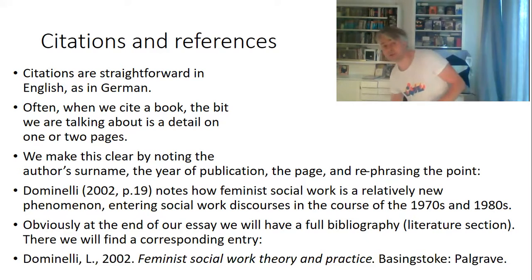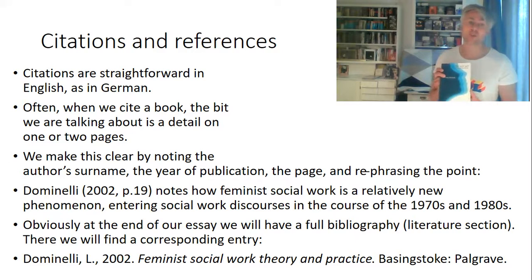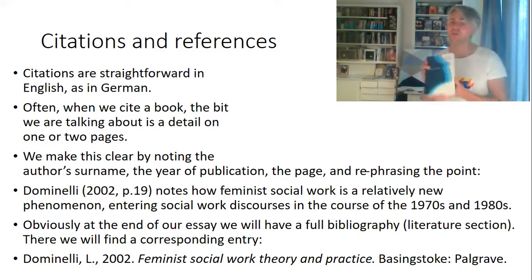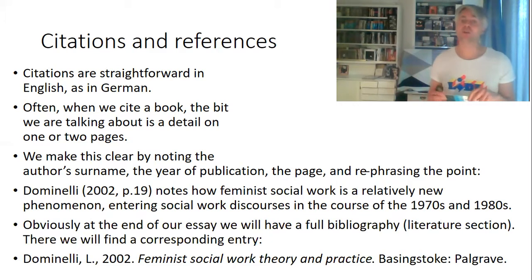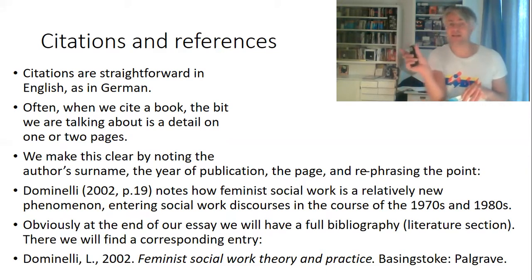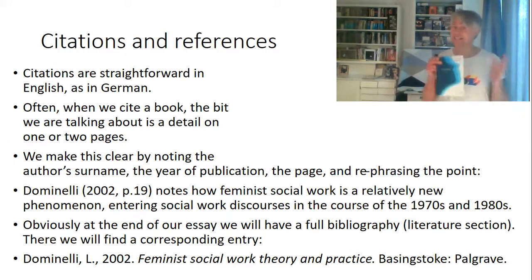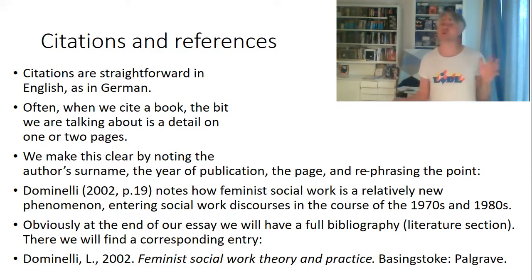Here we say Dominelli, we give the surname again, but we also give an L for the forename. In American literature, you tend to have two forenames, or one middle name and one forename. In Britain, just one letter for the forename. Then you've got a comma, then you've got the year 2002. The title, Feminist Social Work Theory and Practice, is in italics. The letters are leaning slightly cursive, we say italics. And then we say the town where the book was published. Basingstoke is a little suburb of London, so to say. And then we say the name of the publishing house, in this case, Palgrave. So it's a standardized system, and all your books should look exactly the same in that formatting.